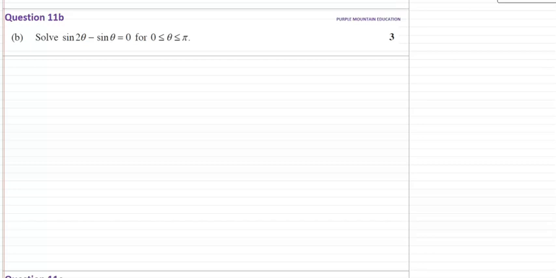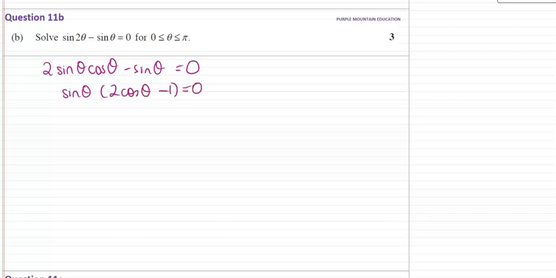Well, first of all, I'm going to replace that sine 2 theta with 2 sine theta cos theta. So 2 sine theta cos theta less sine theta equals 0. Now I can factorise on sine theta outside of 2 cos theta less 1. So by null factor theorem, it must be the case that either sine theta equals 0 or cos theta equals a half. I know that I'm only working in the first two quadrants.